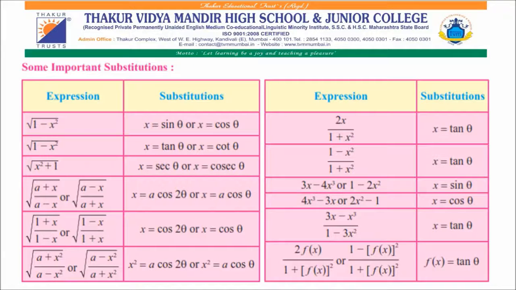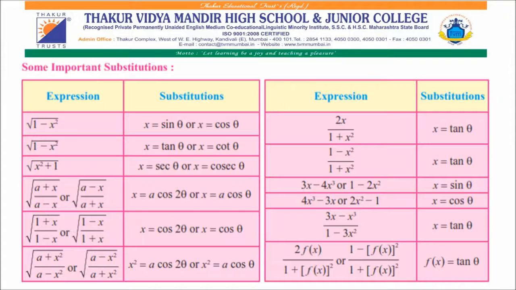Now here some important substitutions are given which can be used while solving the questions. If you have the expression under root 1 minus x square, then you have to put x equals sine theta or x equals cos theta. For the expression under root 1 plus x square, you have to take x equals tan theta or x equals cot theta. Then for the expression under root x square minus 1, you have to take x equals sec theta or x equals cosec theta.